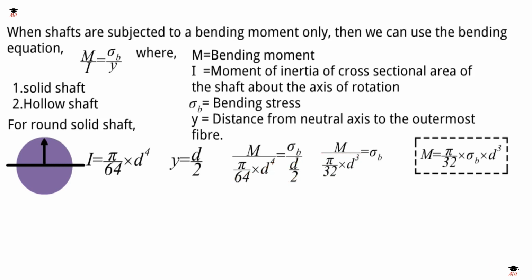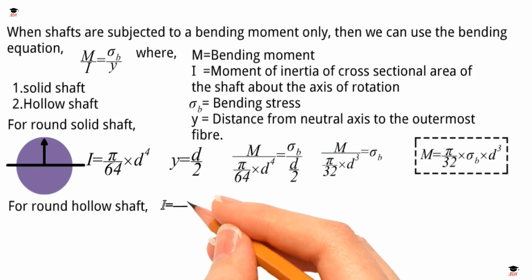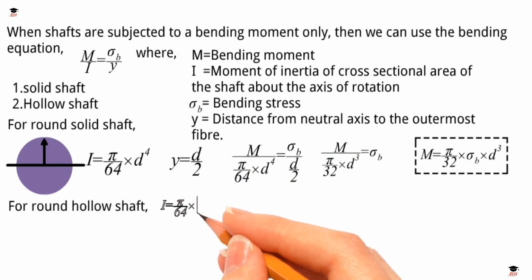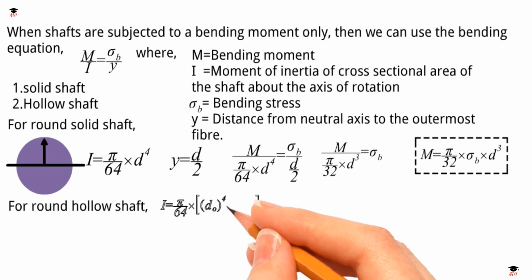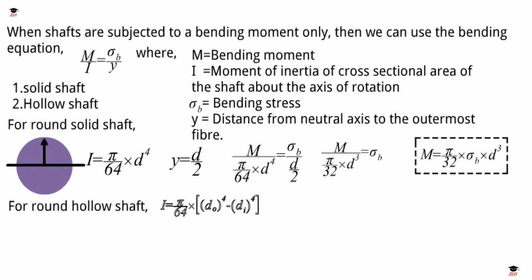Now we will see the round hollow shaft, where the moment of inertia is pi by 64 into outside diameter raised to 4 minus inside diameter raised to 4. We have also derived another expression for moment of inertia in the last video. If you have not seen that video, go and check it. Link is in the description box.